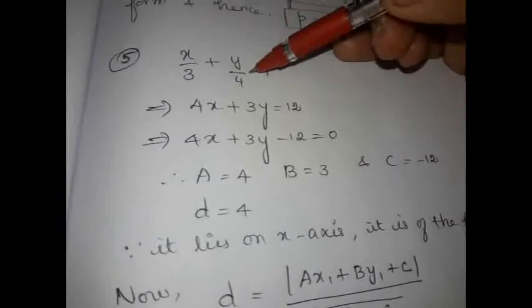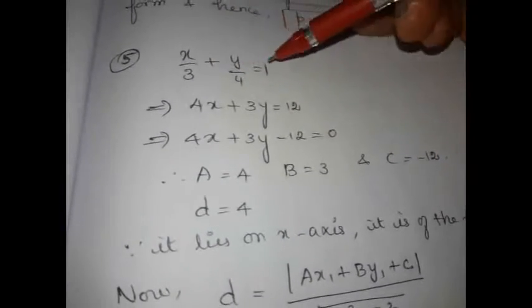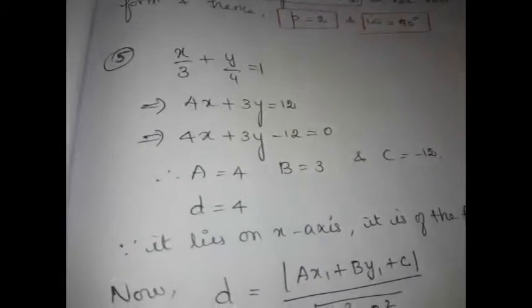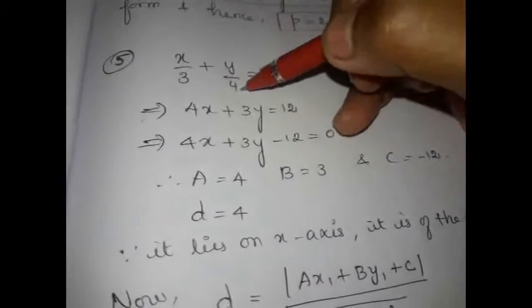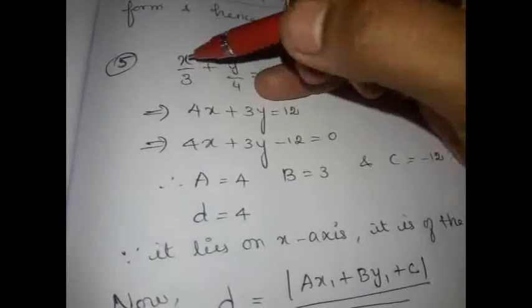So I have taken LCM. So 4x plus 3y equals 12 to that side. Hope you understood how I got this step. Take LCM, so you have to multiply this by 4 and this by 3, and the common denominator is going to be 12. If you bring the 12 to the other side, 12 into 1 is 12, right?